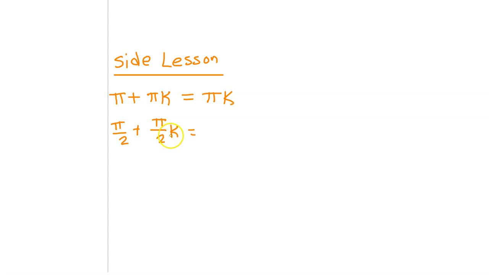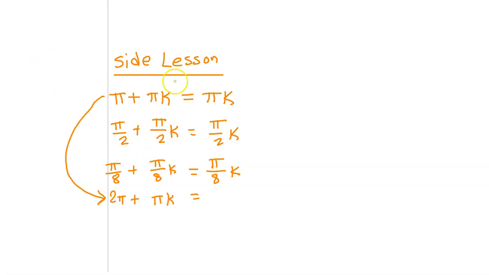Multiples of pi over 2 plus an extra pi over 2 is the same as just multiples of pi over 2. One more time, multiples of pi over 8 plus pi over 8 is equivalent to multiples of pi over 8. Actually, let me wrap up this side lesson by going back to the first example. If I have multiples of pi, and then I add not just 1 pi, but 2 pi, or 3 pi, or 4 pi, that is still equivalent to simply multiples of pi.